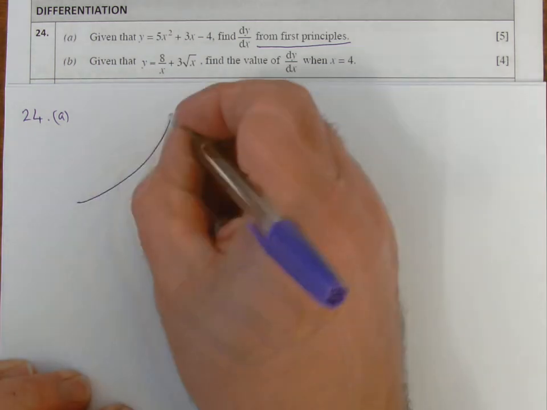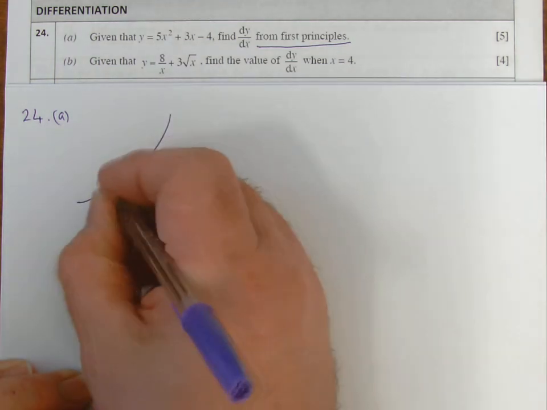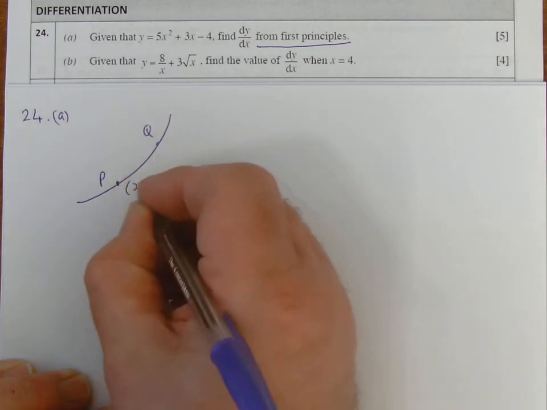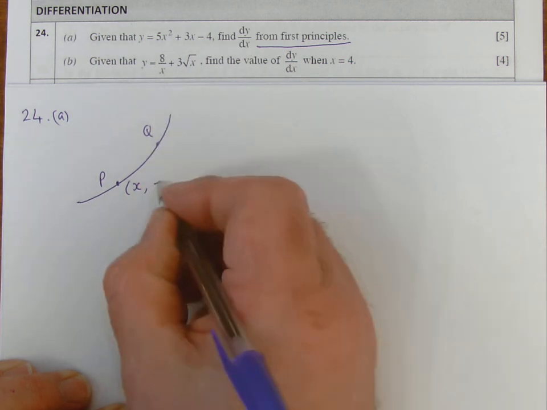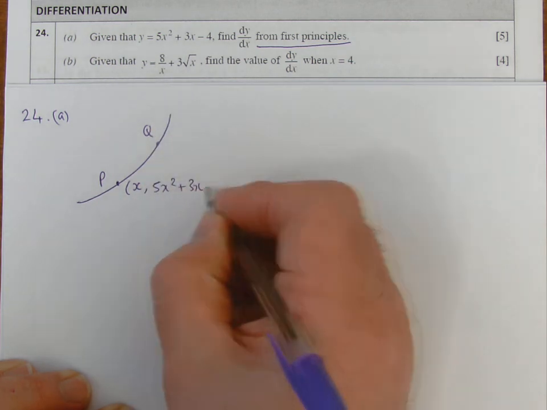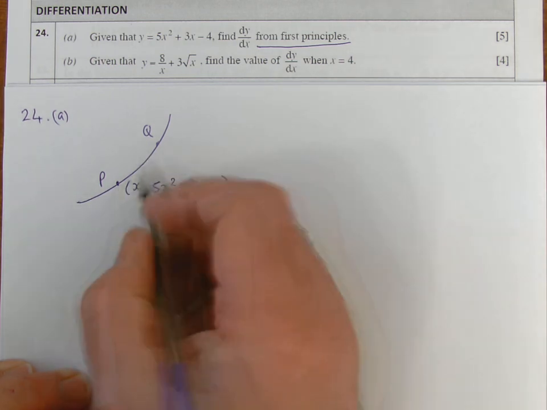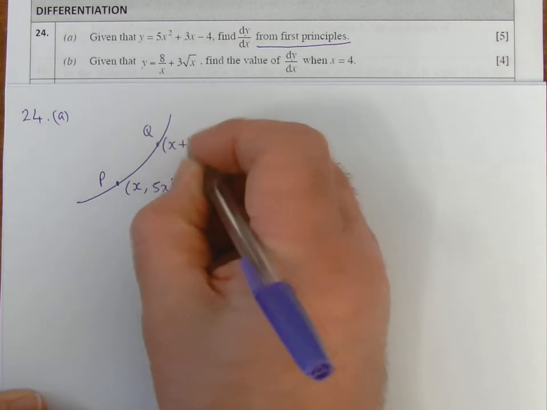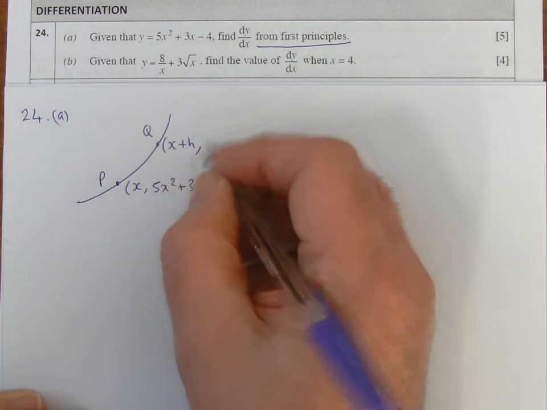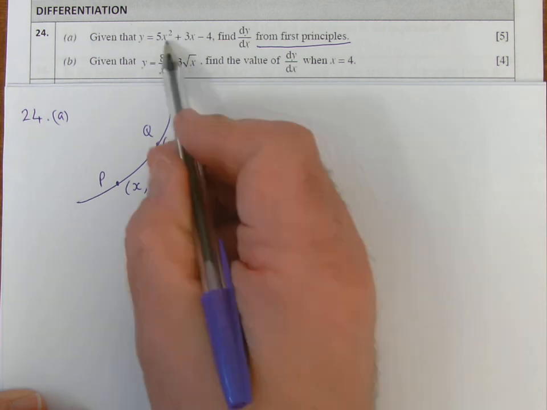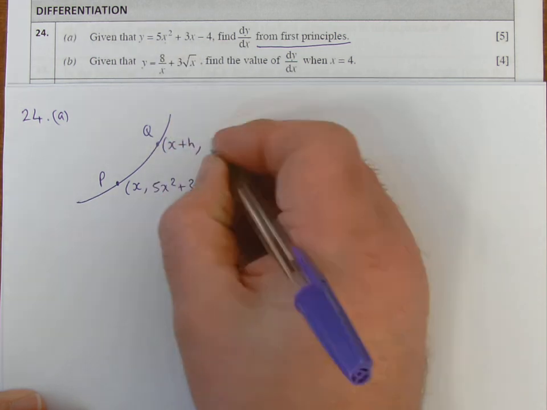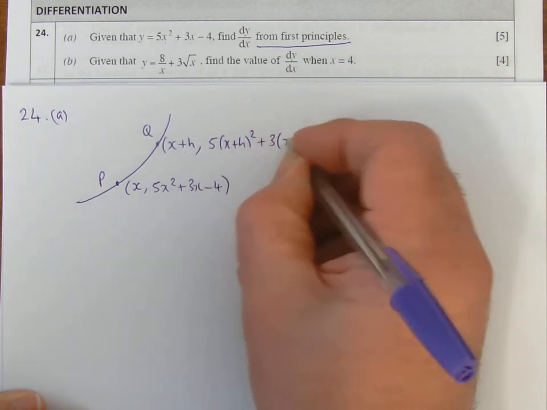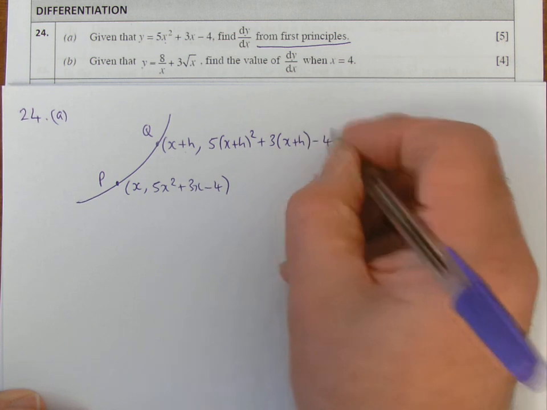So we take 2 points P and Q. First point P is the general x coordinate, so that's x comma 5x squared plus 3x minus 4. And then we move our x coordinate a small distance h to reach Q. So the x coordinate is x plus h. And then where I see an x in this formula, I put x plus h. That's 5 bracket x plus h squared plus 3 bracket x plus h minus 4.